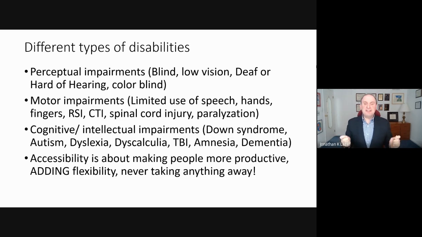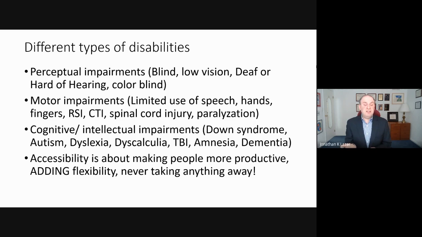And when we talk about accessibility, we're talking about a number of different disabilities. We're talking about people, for instance, with perceptual impairments, people who are blind or low vision, people who are deaf or hard of hearing. We're also talking about people maybe who have motor impairments. So people who have limited use of hands.